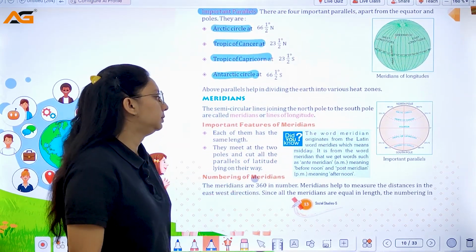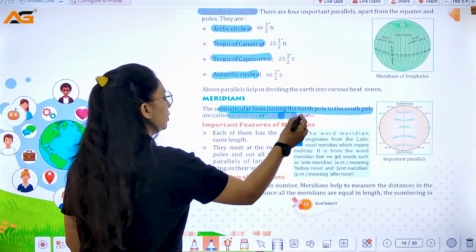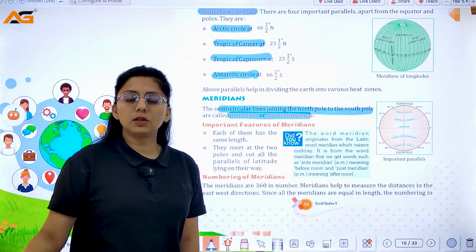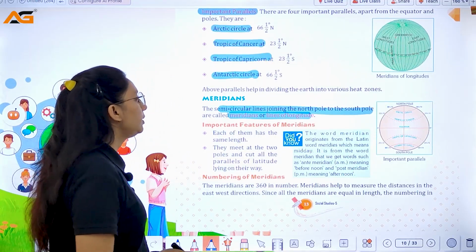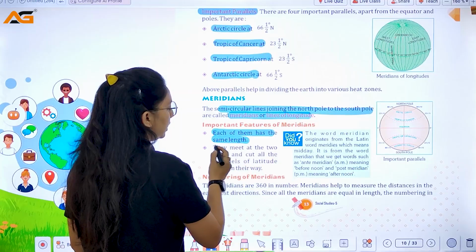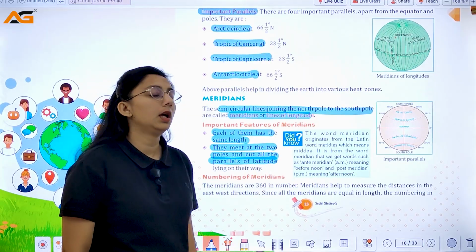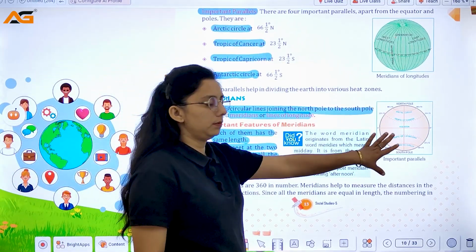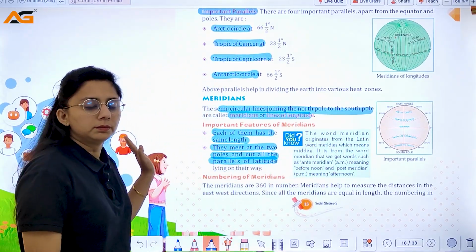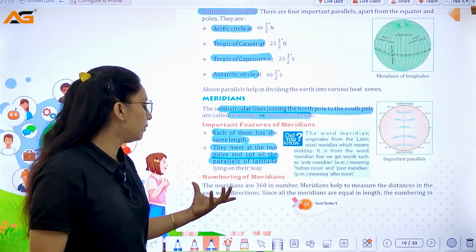Now meridians. These are semicircle lines that join North Pole to South Pole. इनको हम lines of longitude कहते हैं. Latitudes लेटी हुई line, longitudes खड़ी हुई line. Right? Importance क्या है? Each of them has the same length. They meet at the two poles and cut all the parallels of latitude lying on their way. Right? So here you can see I have made its diagrammatic representation. Now numbering of meridians.